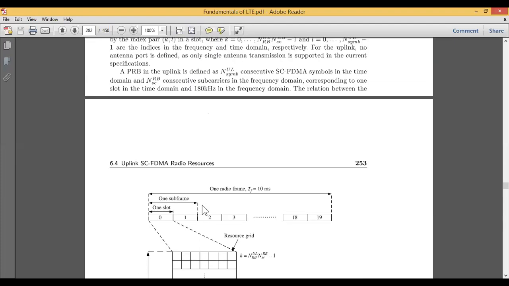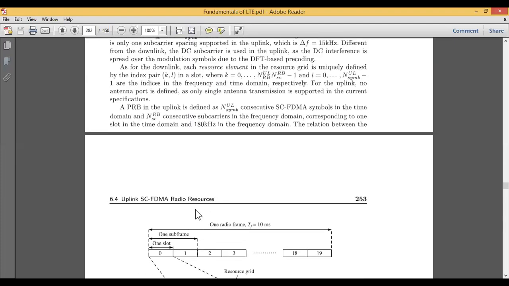There is no repetition of blocks. That is why they are all uniquely defined by this particular pair, that is k comma l. It is also possible that you may assign some kind of indices in the frequency and in the time domain respectively. Indices is nothing but you can give some numbering to that particular time slot or to that particular pair.